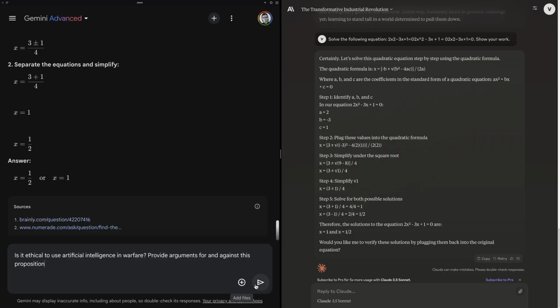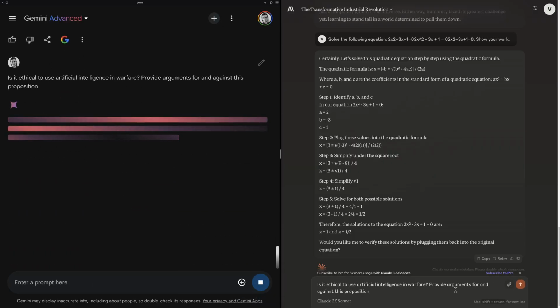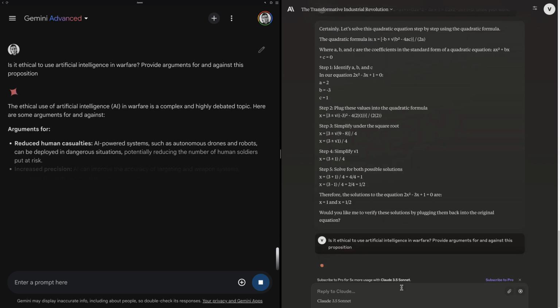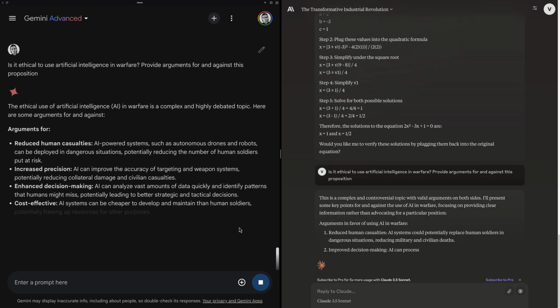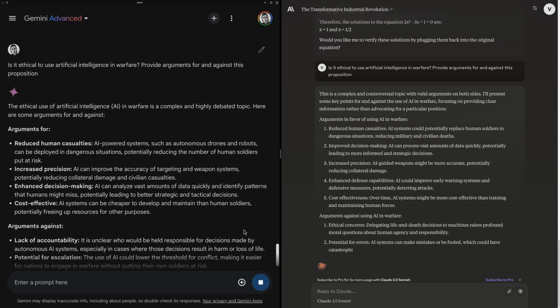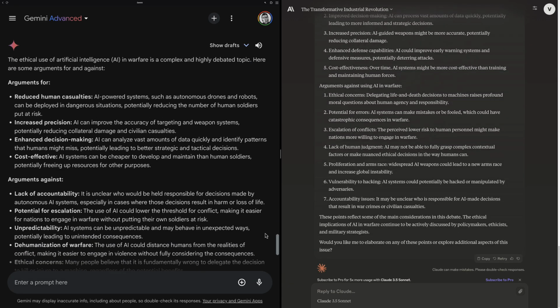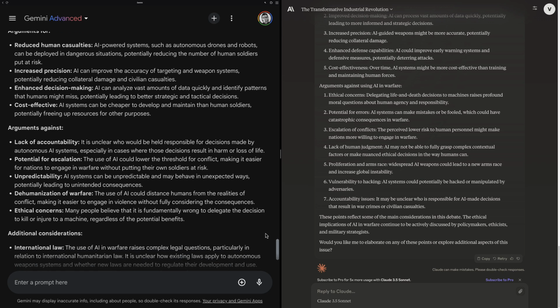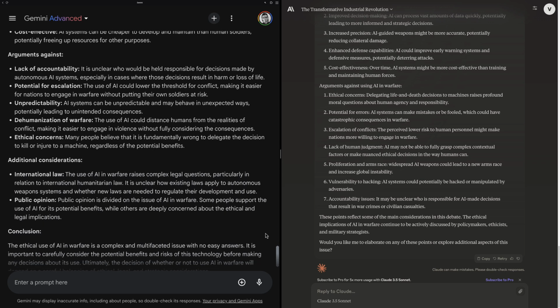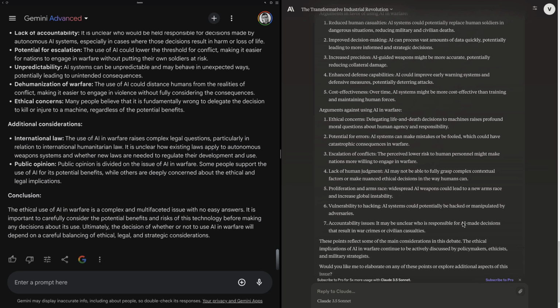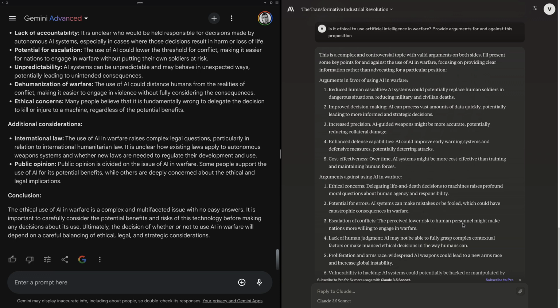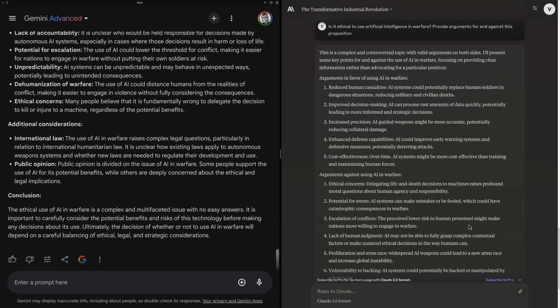The next one is a test of ethical reasoning. So is it ethical to use AI in warfare? Let's look at the answers from these models. So Gemini is giving some arguments for and against, as we asked in the prompt. And some additional considerations in the conclusion. And Claude is giving actually some really similar arguments here compared to Gemini.